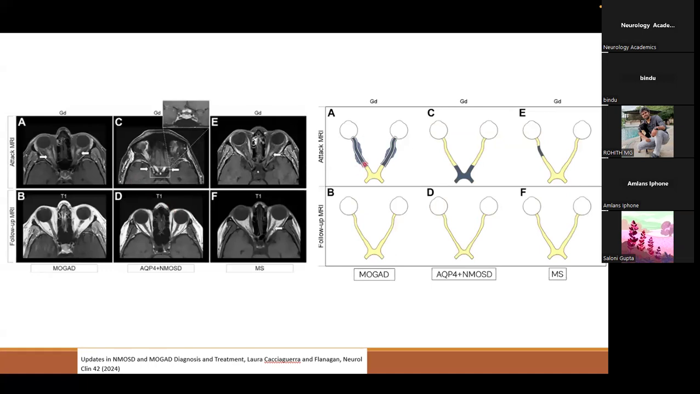The first one is a MOGAD in which bilateral optic neuritis with anterior involvement was there, so there is not much atrophy which has set in. However, this is NMOSD in which posterior involvement is there, which is associated with much more atrophy. And in the optic nerve in MS, it is a short segment lesion, and short segment atrophy can occur in MS.